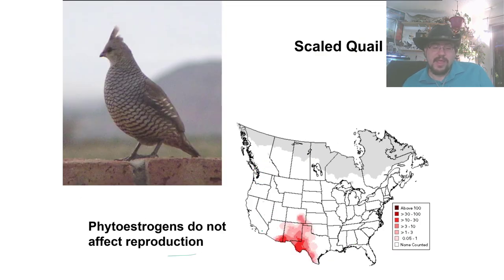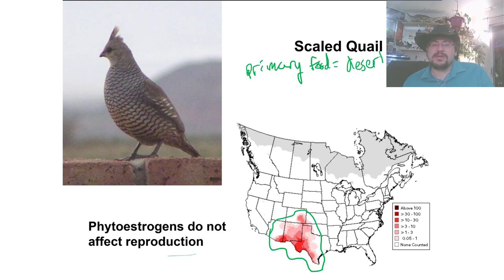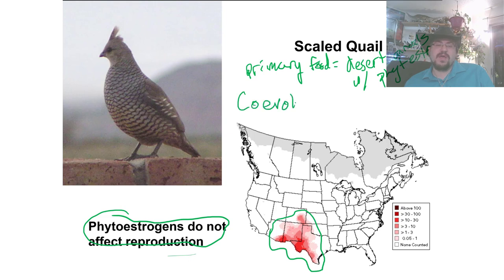We can compare it to the scaled quail, and you can see the scaled quail lives in hot, dry ranges where their primary food source is those desert annuals rich in phytoestrogens. And with the scaled quail, the phytoestrogens have no effect on ability to reproduce. And this would be because those phytoestrogens were basically their only food source, so they co-evolved to tolerate those phytoestrogens better. Which is neat. So they have a limited diet available, but in eating the same food source, they don't have the same effects.